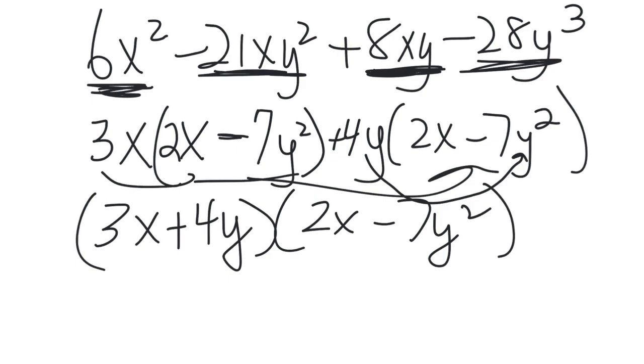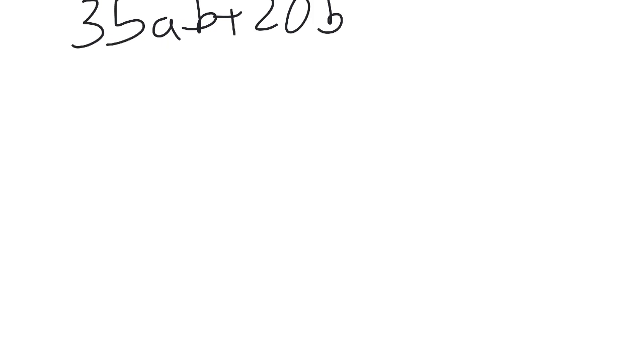And that's our answer. All right, our next example we're going to do is 35AB plus 20B squared minus 7A minus 4B. All right, so we look at the first two terms. Looks like I can take out a letter. Now, which letter can I take out? Well, I've got a B and I've got a B squared, so I can take out a B.